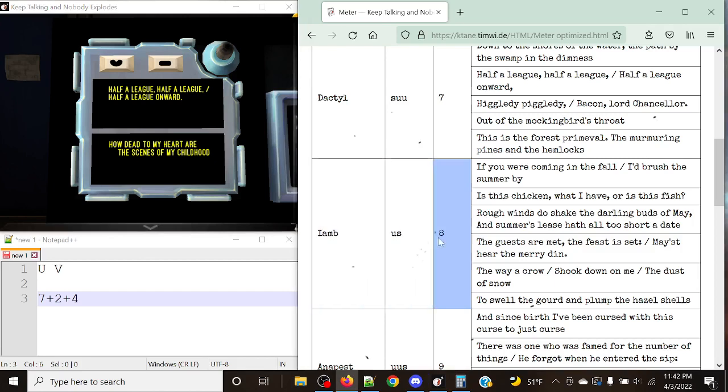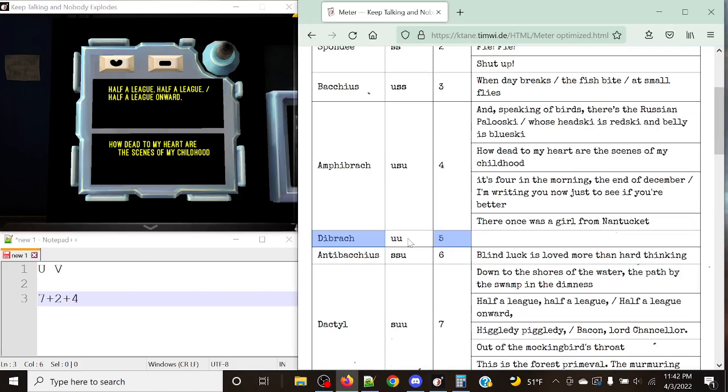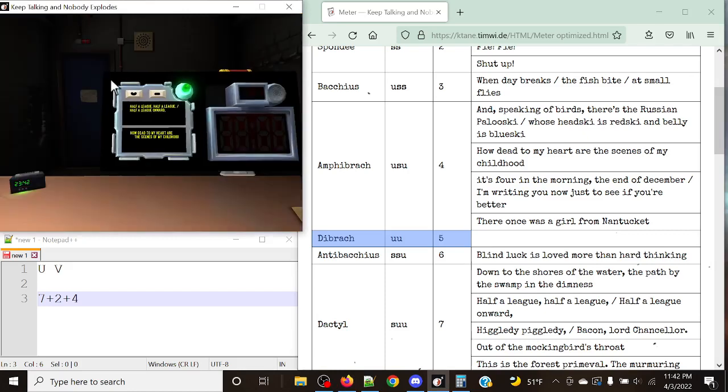And now, we're going to take a look at the second display here, which in this case is represented by U, U. So we're going to submit U as the pattern. And just like that, it is a solved module. So that's all we simply need to do with this.